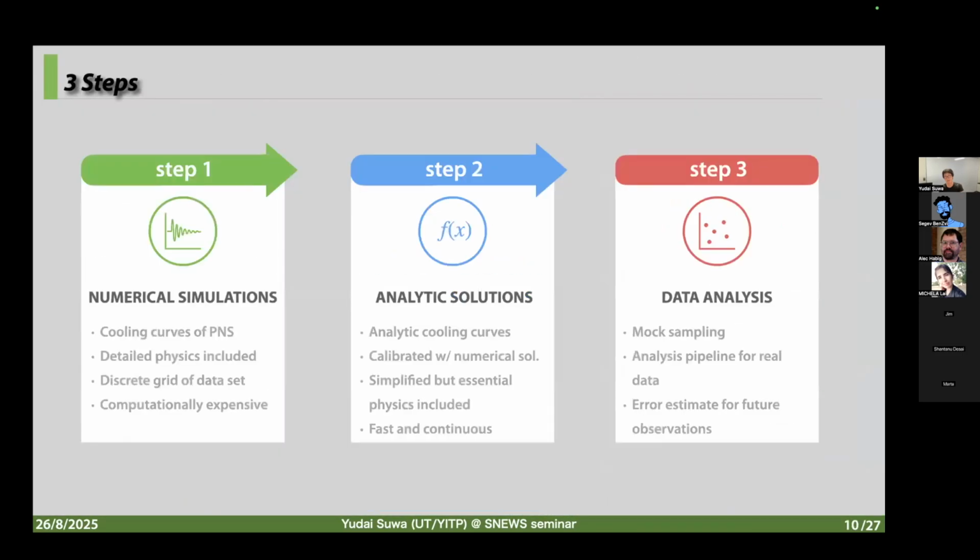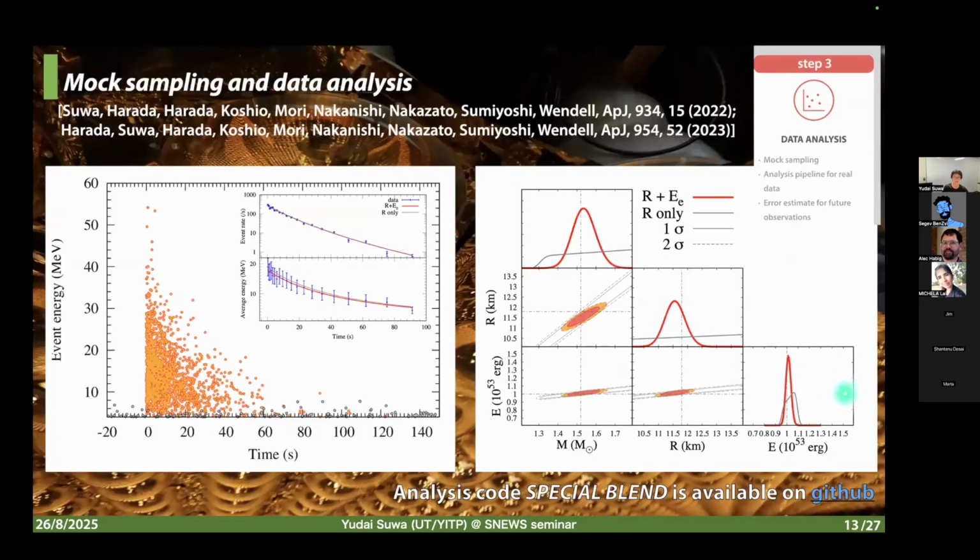This would be changed once we have a galactic supernova, which is observed in Super-K. This kind of data will be taken in the near future. And also, based on this data, we can perform the parameter estimate based on least squares. This is a pretty simple data analysis method, but even so we can estimate proto-neutron star mass, proto-neutron star radius, and total energy independently.